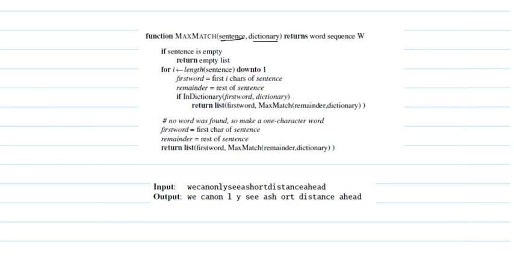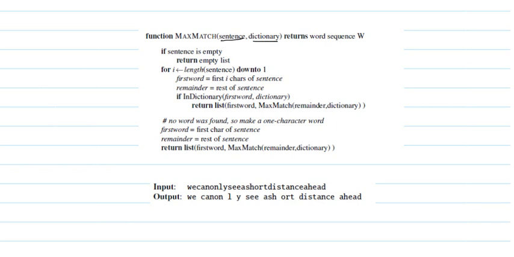So let's see again. This maximum matching algorithm says that we have a sentence and a dictionary, and it returns a word sequence W. So in the input this is the sequence of characters and the output is a word sequence, and we see in the output that each of these words is present in the dictionary. So initially, if the sentence is empty, then return an empty list.